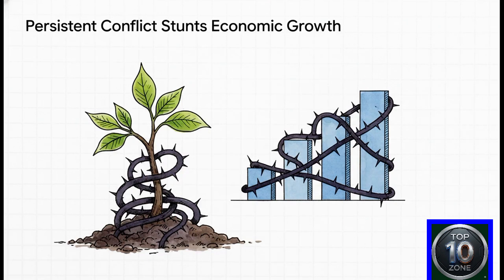It's a very similar story in the Central African Republic. The official term is persistent conflict, but what that actually means on the ground is that businesses can't operate, trade routes are completely cut off, and the government is totally unable to provide even basic services. It creates a state of permanent economic paralysis.